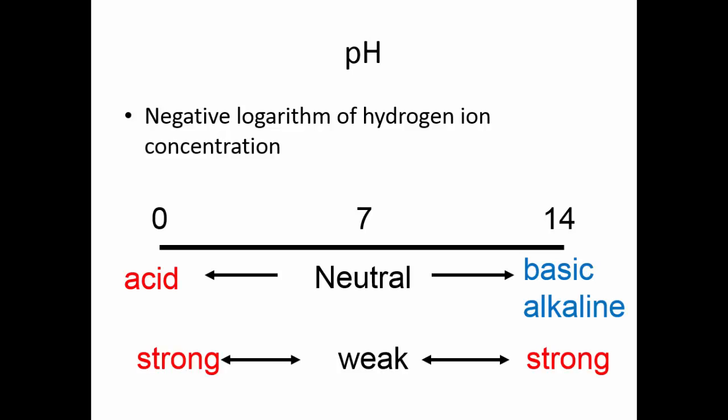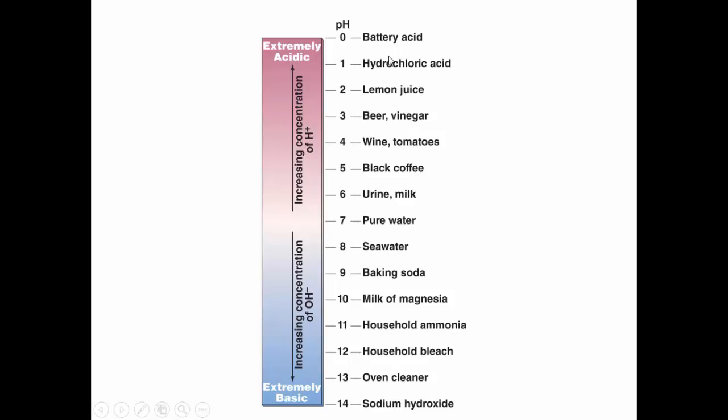The further you are away from 7 on either end, the stronger you are. So something with a pH of 6 would be a relatively weak acid. Something with a pH of 13 would be a relatively strong base. Now here's a pH scale that shows some fairly common items that you're familiar with. Notice that pure water is neutral, a pH of 7. Seawater, slightly alkaline, has a pH of 8. Wine, tomatoes, pH of 4. Lemon juice is pretty acidic with a pH of 2.